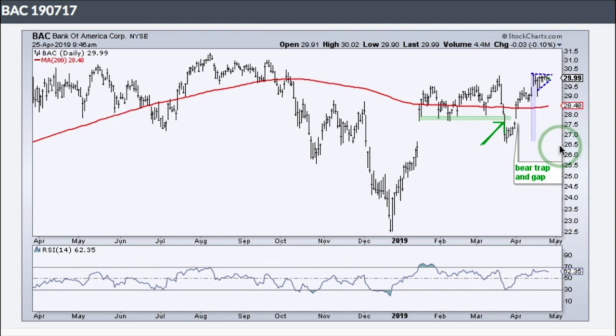So basically we've had a move from say 26.5 to 30. That's a pretty strong advance. A tight consolidation is like a high and tight flag or a pennant, and these are typically bullish continuation patterns. And if we get a breakout there, that's going to argue for new highs in Bank of America. So this is one finance stock I would be keeping an eye on.